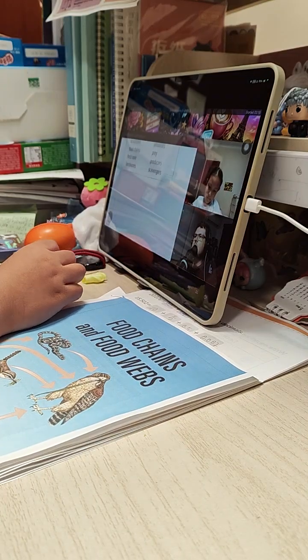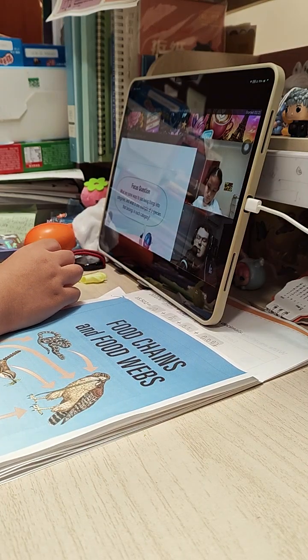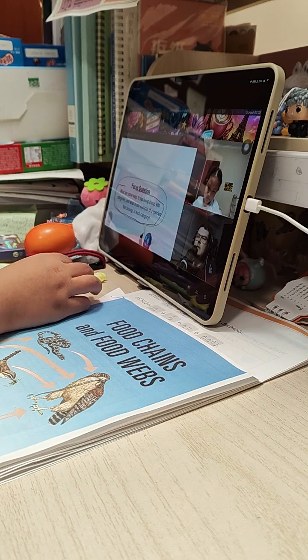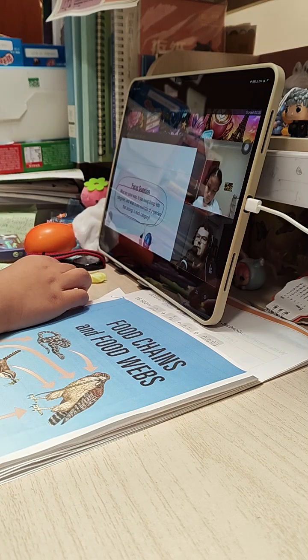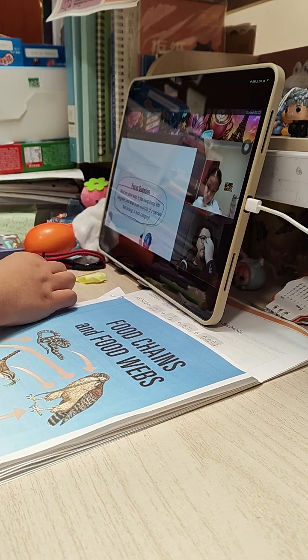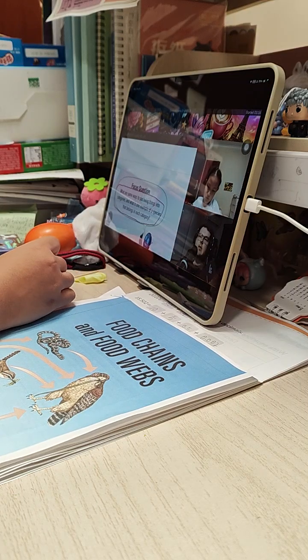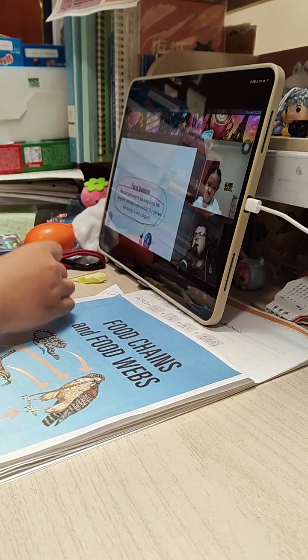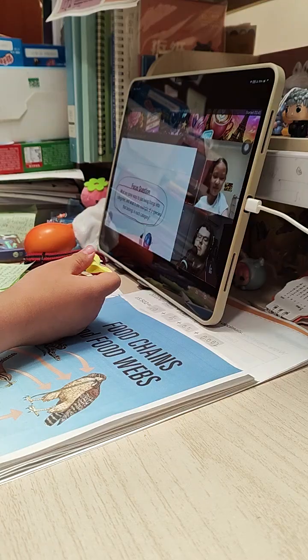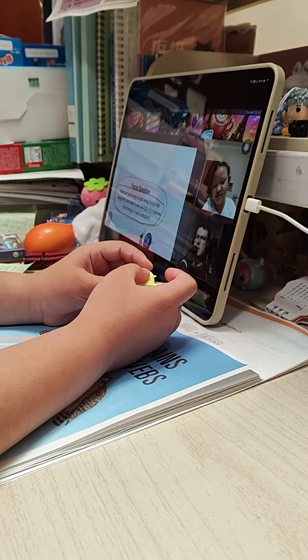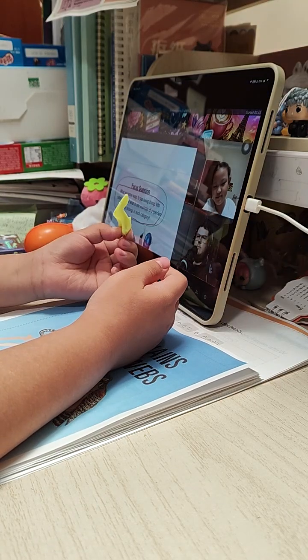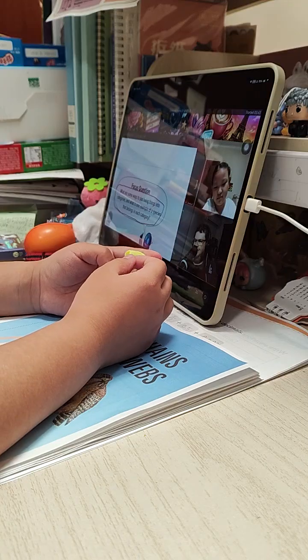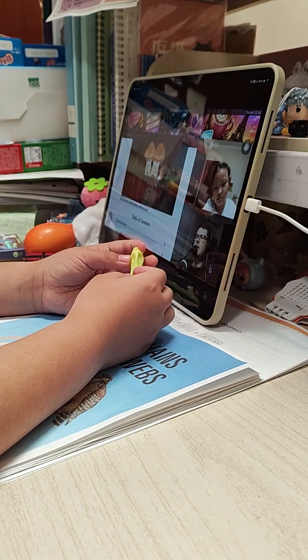So this is the focus question for today's class. What are some ways to put living things into categories? So to categorize living things, like plants and animals. Then like mammals or not mammals. Okay, does that make sense? Yeah. Okay, good.